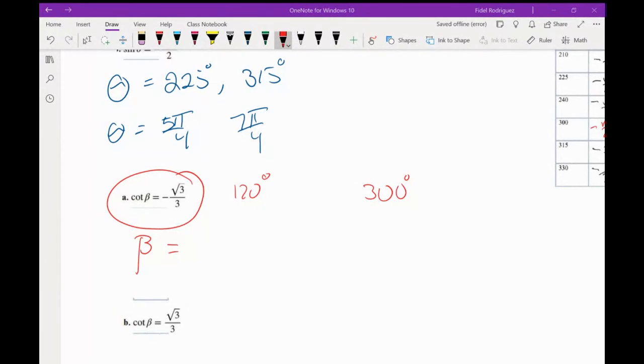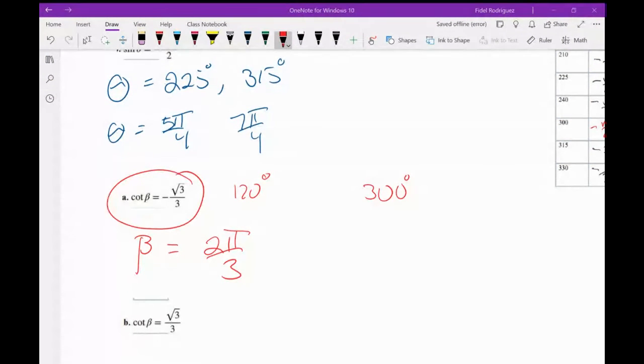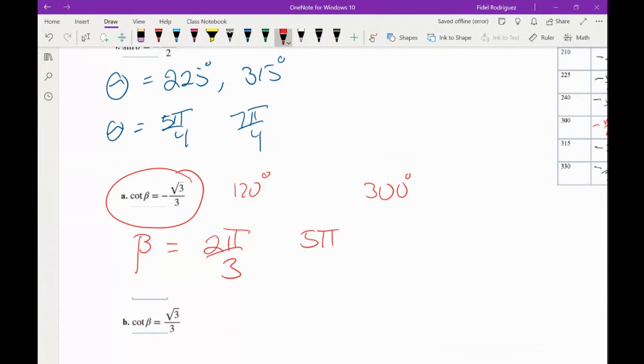So remember, 120 over 180, enter, math, fraction, and 2/3. So this is going to be 2 pi over 3. And then 300 over 180. Math, fraction, and I'm getting 5 pi over 3. Good. Okay.